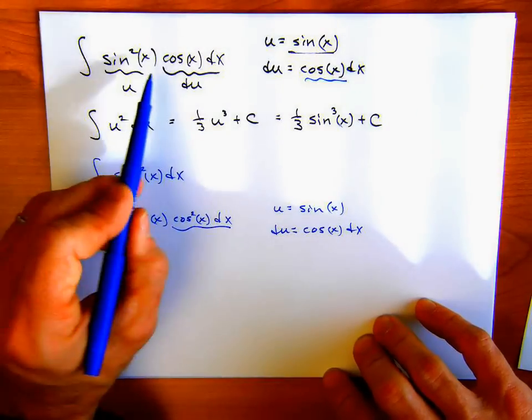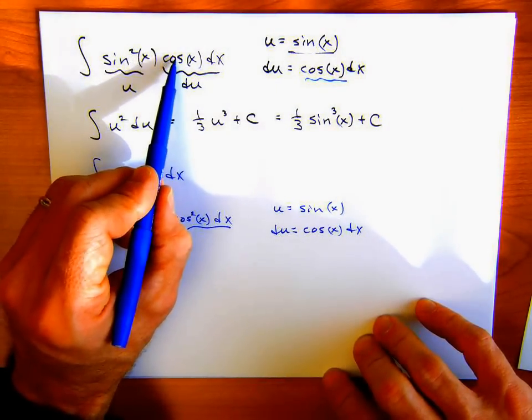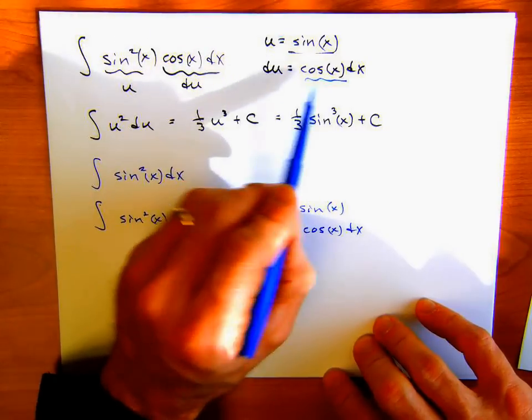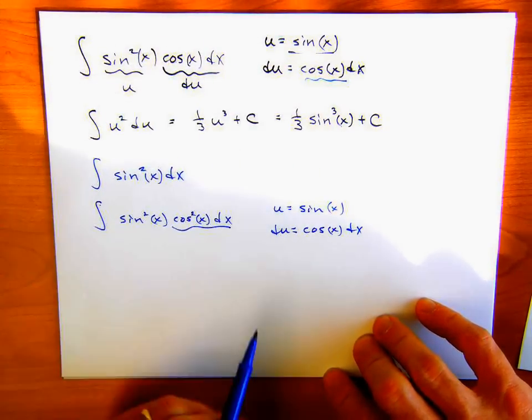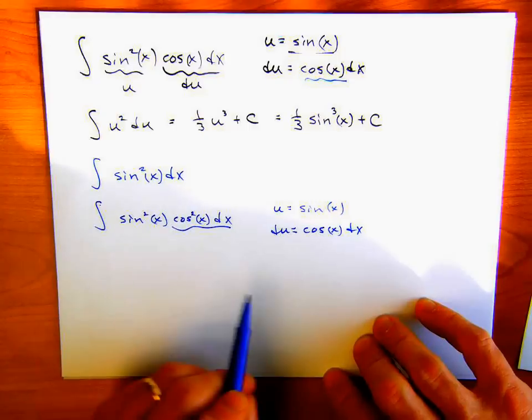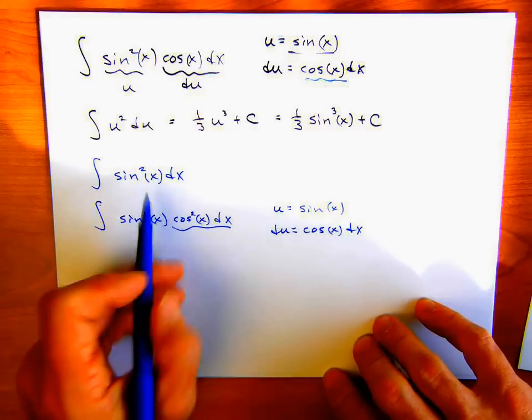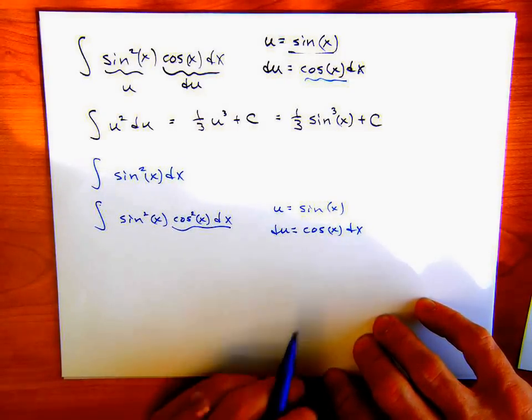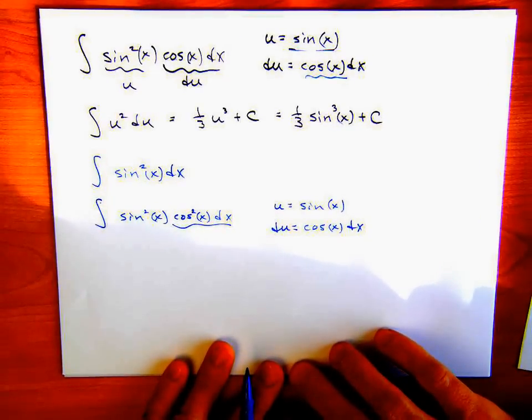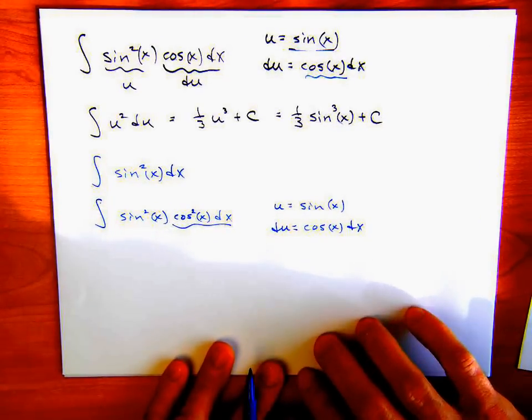What was unique up here is that one of them was to the first power. So when we did the substitution, we just got out the derivative of that and we were able to replace it with du. But when it's not to the first power, when both of them are raised to a power, or if there's not another one in there, this u substitution won't work out. And so we need some other ways to handle these types of integrals.